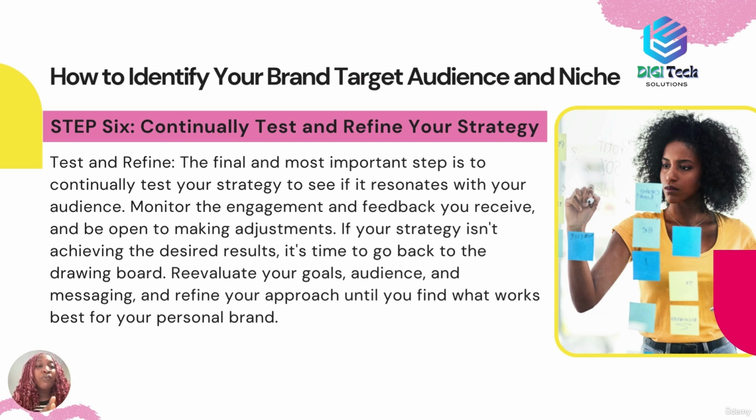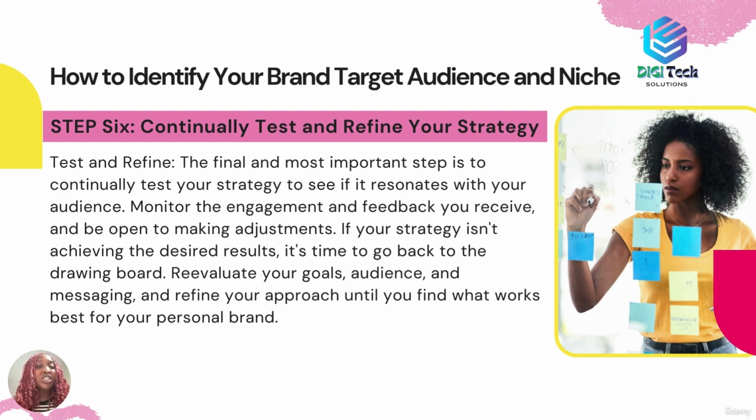So for example, you want to make sure that your strategy is working, so continually test it and actually refine it as time goes on. The final and most important step is to continually test your strategy to see if it resonates with your audience, right? Monitor your engagement and feedback that you receive, and be open to making adjustments. Don't just say, oh, this is my ideal person, I'm going to stick to this. What if it doesn't work for you? That's why I said it's very important to refine.